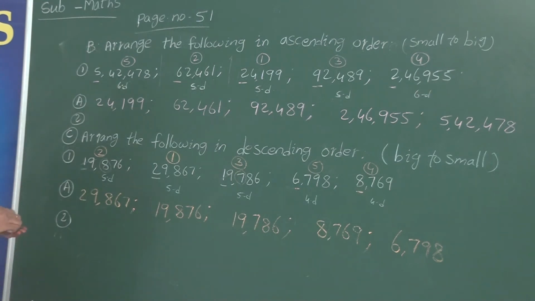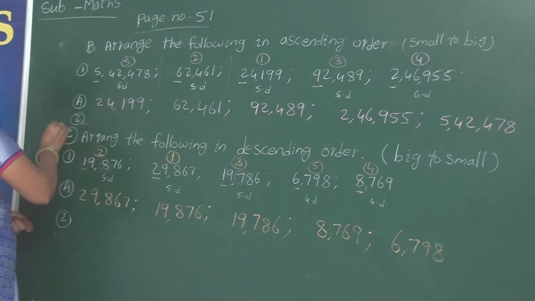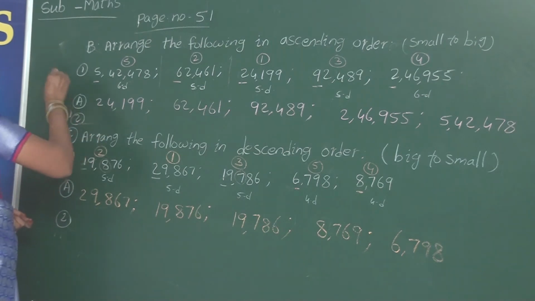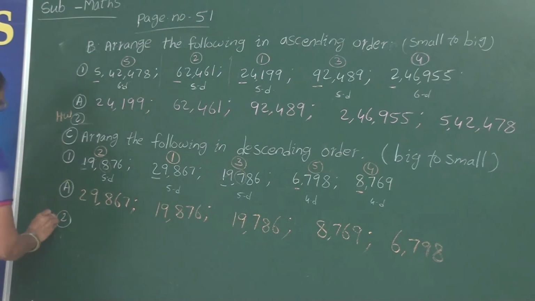Okay, in the B Roman, the second question is homework for you. In the C Roman, here also the second question is homework. Okay.